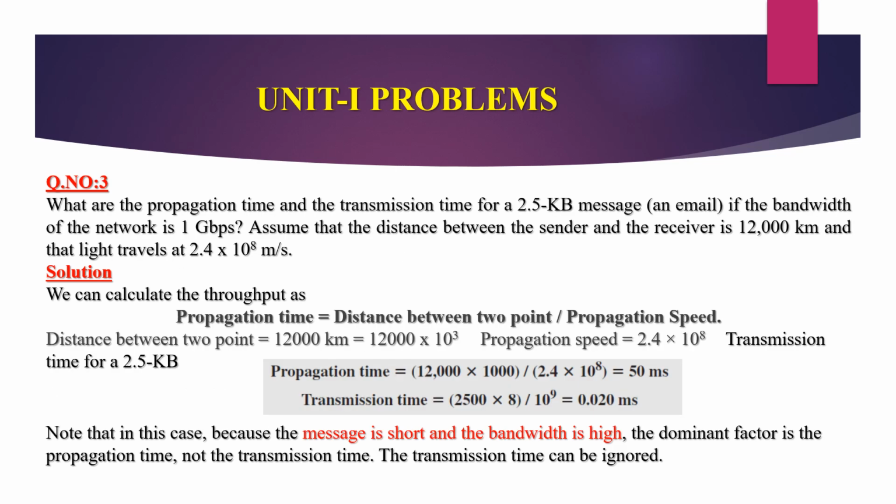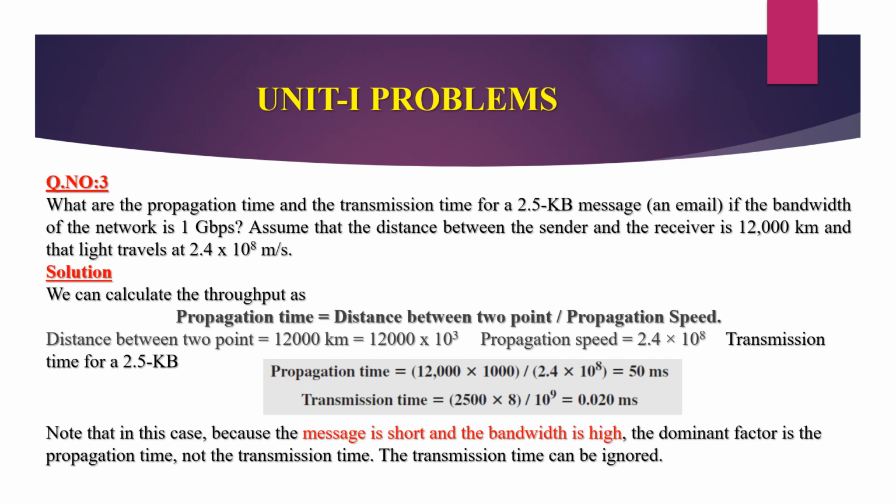The next problem is, what are the propagation time and transmission time for a 2.5 kb message? For example, it may be an email message. If the bandwidth of the network is 1 gigabit per second, assume that the distance between the sender and receiver is 12,000 kilometers and that light travels at 2.4 into 10 power 8 meter per second.